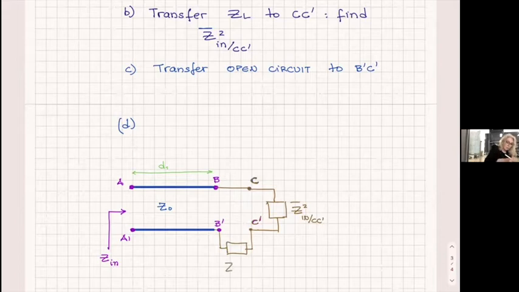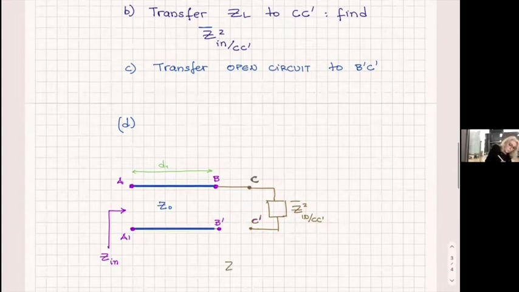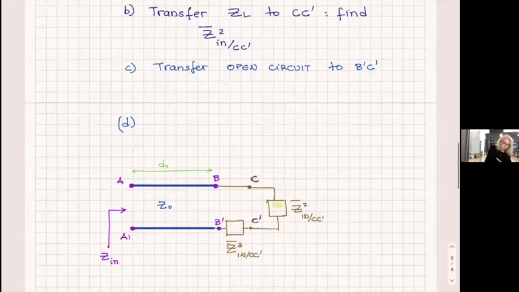And in fact, I don't even have to do it like that. I will put it right up there. So I will put here this impedance Z3 input CC prime normalized. Okay, so that's what I have now done. And then since I have two impedances in series, what am I going to do? And I know them, then I will combine them.